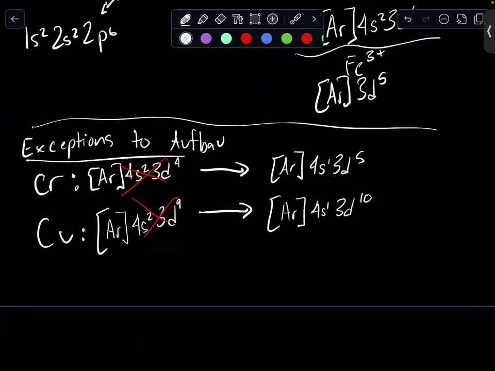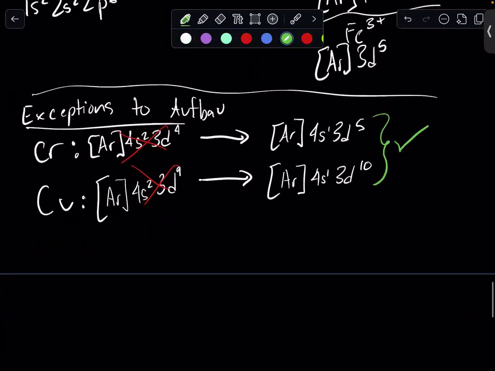Now, you don't need to know the reason for it, but it has to do with the fact that a full 3d or a half full 3d orbital is more stable than having the full 4s orbital. However, reasons are not needed for the DP curriculum. You just need to know that this is the correct way to write chromium and copper.